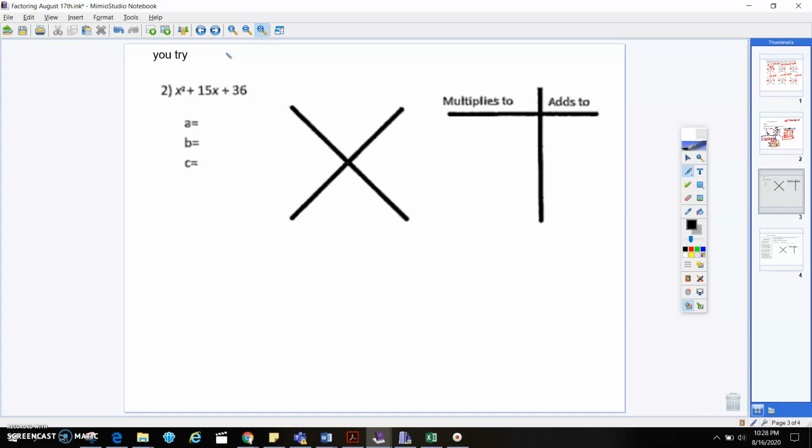So we're first going to identify our A, B, and C. So our A in this one is 1. Our B is 15. And our C is 36. And we already checked and made sure that it was in standard form. Remember, standard form is ax squared plus bx plus c equals 0, right? Okay? And remember, how I got these is I said, all right, what's the term in front of x squared? Well, it's 1. What's the term in front of x? It's 15.